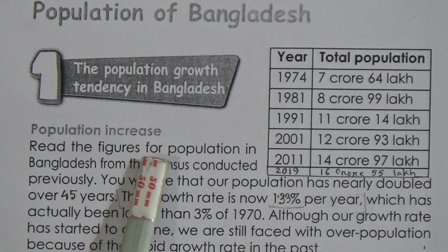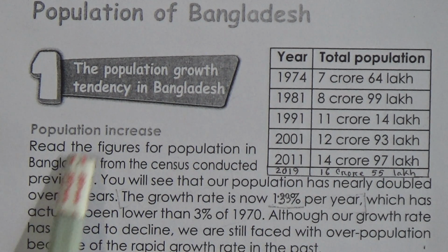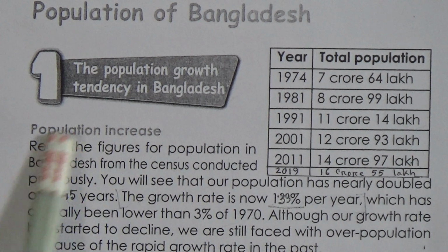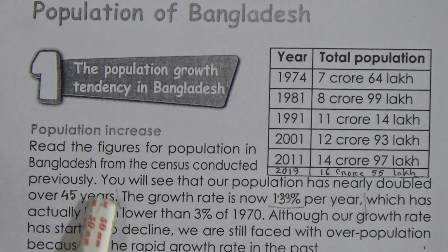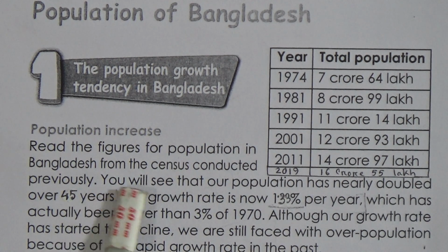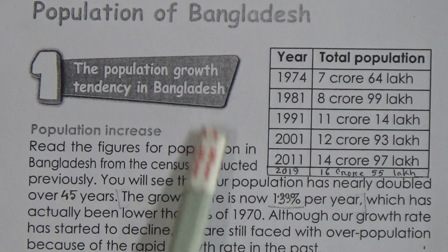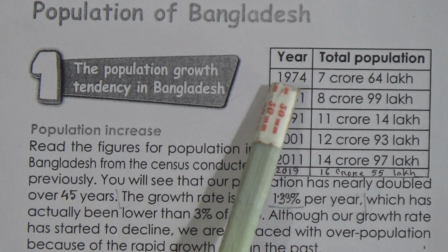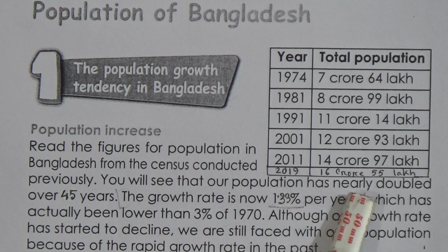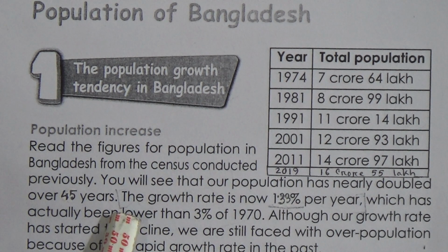The first one is population increase. Read the figures for population in Bangladesh from the census conducted previously. According to the census done in previous years, you will see that our population has nearly doubled over 45 years. From 1974 to 2019, the population has become twice. In 1974 it was 7 crore, and in 2019 we find that it becomes 16 crore. That is almost more than twice, but on average we can say it has doubled of the previous population.